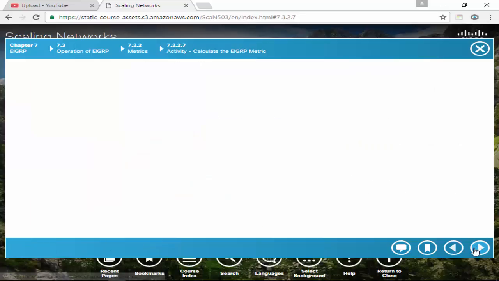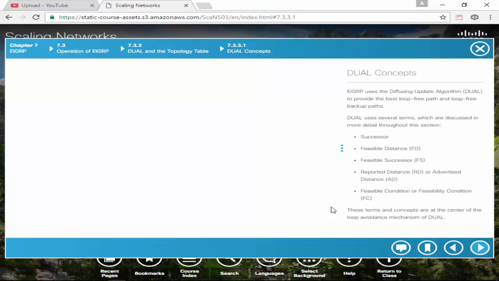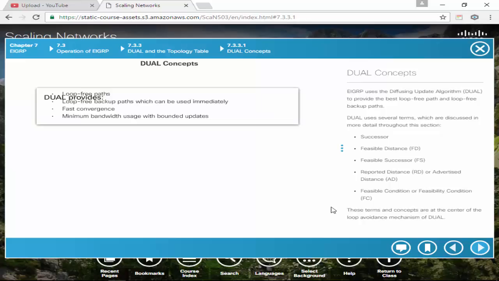Alright, you guys can calculate that now. Now, here's the hardest part. But we have DUAL concepts. So DUAL provides loop-free paths, loop-free backup paths, which can be used immediately, fast convergence, and minimum bandwidth usage with bounded updates. Okay, so we have a successor.